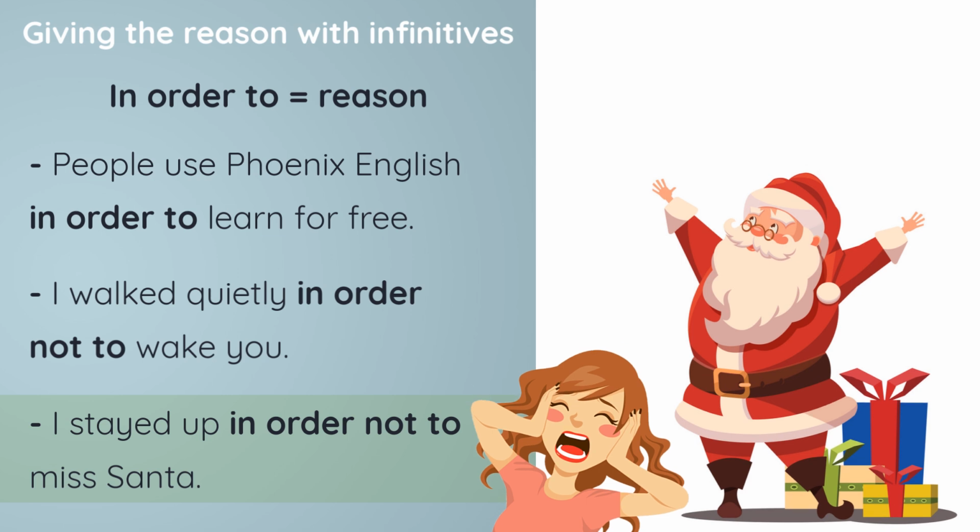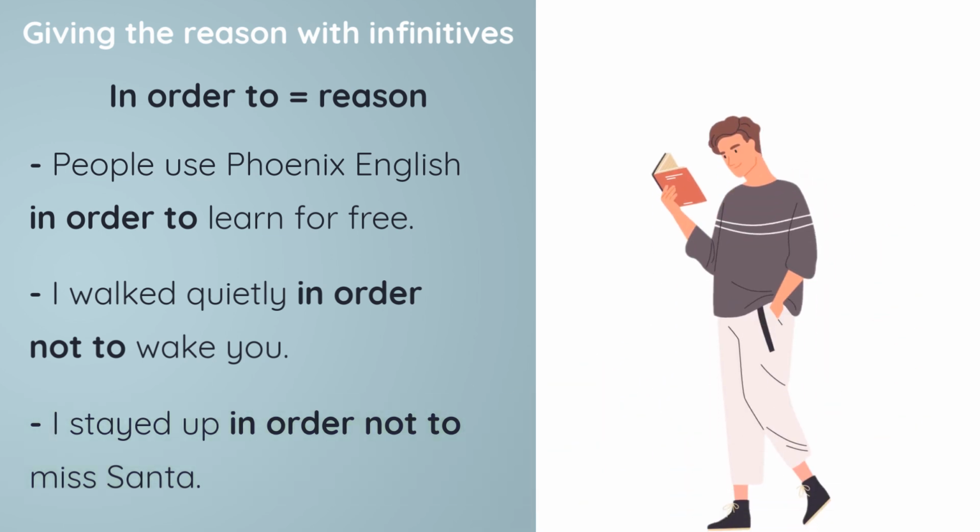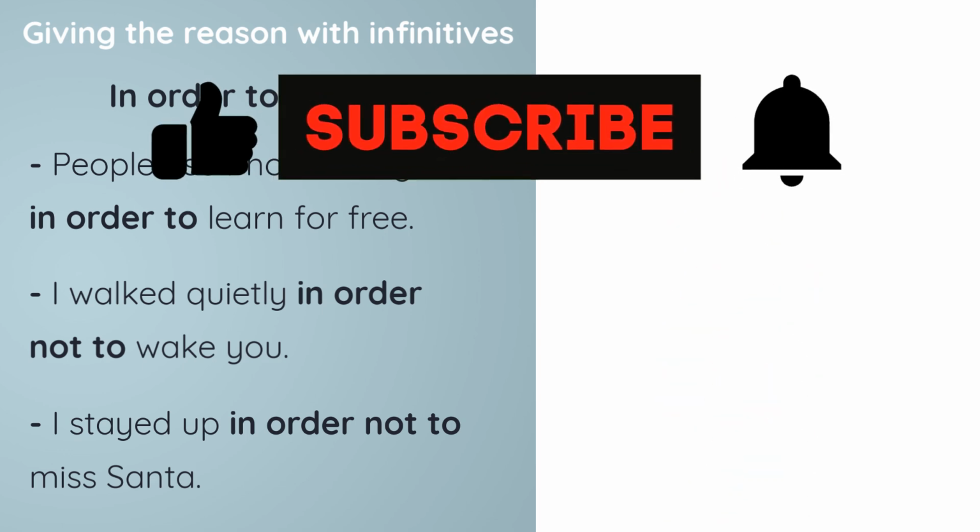So we've covered a lot in this video. You have learned what an infinitive is. You have seen a lot of different examples, and you have also learned how you can use in order to if you want to make something more formal, or in order not to if you want to make a negative sentence or to give a negative reason.